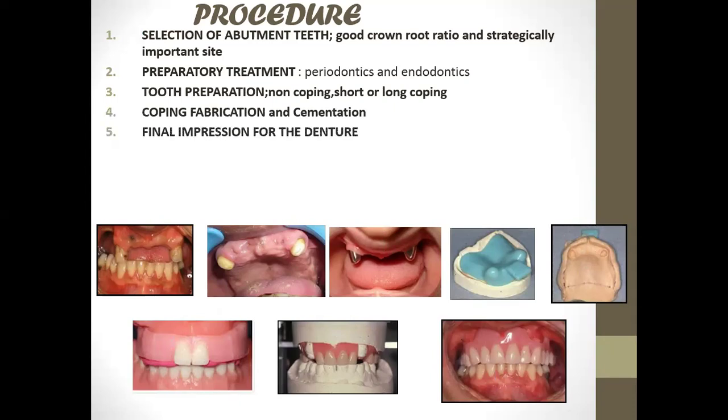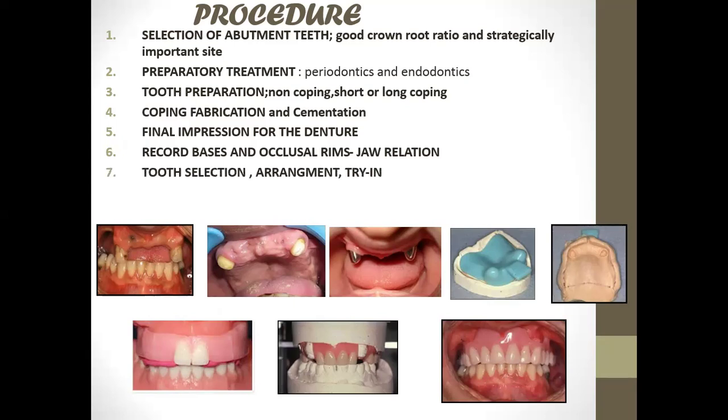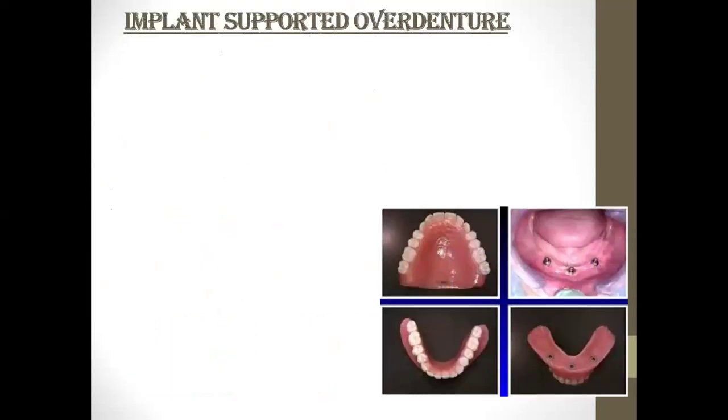Then we go for the final impression with a custom tray fabricated. The final impression material can be anything, but a preferable one would be your rubber-based one, and of course you have to do a border molding, and then your final impression. Once you've done your final impression, you fabricate a master cast, on top of which you fabricate the occlusal rim. Jaw relation is done in a routine way, and then a try-in is done after teeth arrangement, as shown in this image, and then you proceed with your finishing. So these are the steps that we follow for your overdenture.